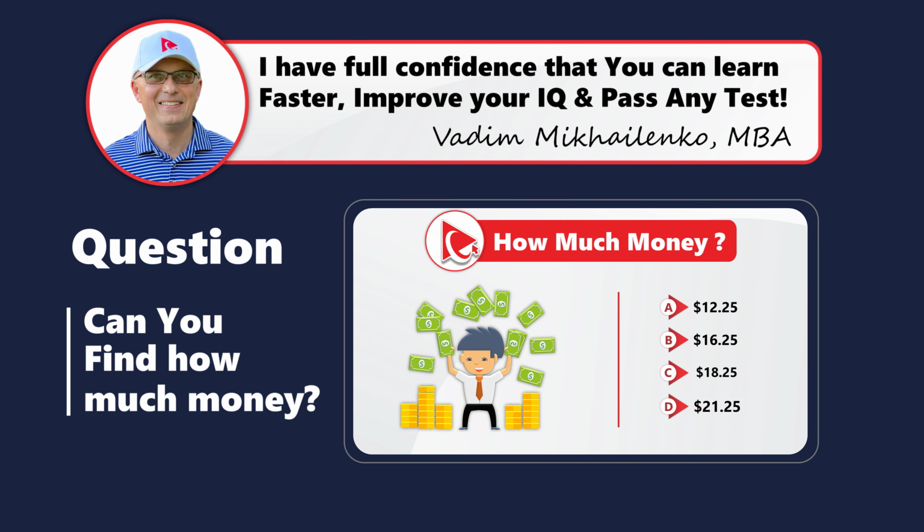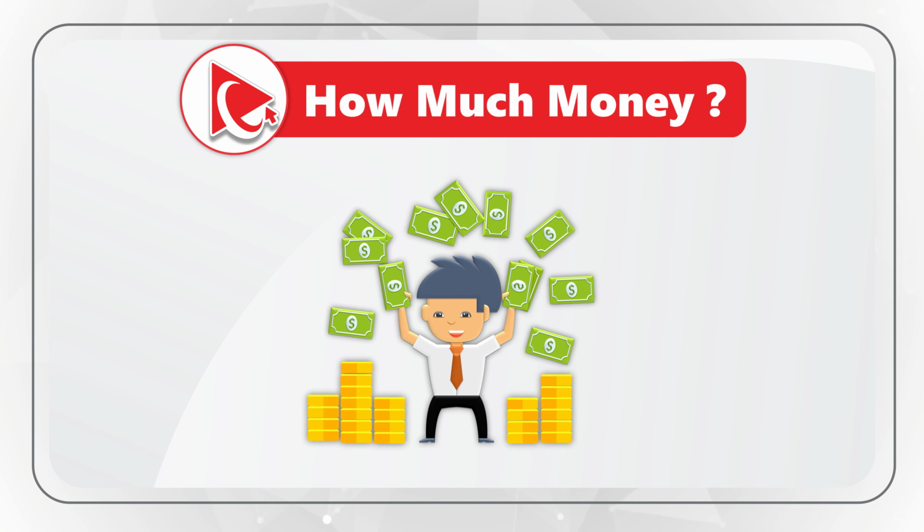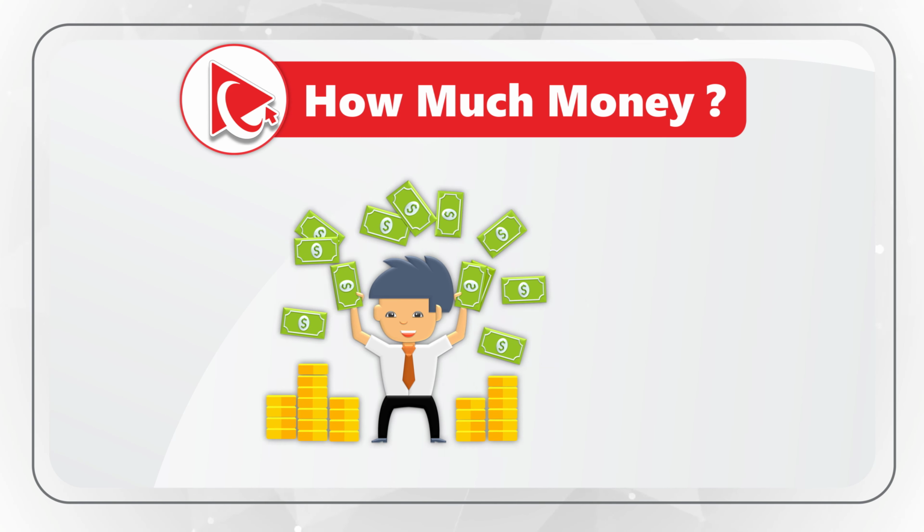Here's an amazing question to test your math skills. You need to determine how much money the clerk has. If you take a close look at the picture, you see that the clerk is in possession of dollar bills as well as quarters. He is juggling dollar bills in the air and has quarters on the ground. Your answer will be one out of 4 different choices.